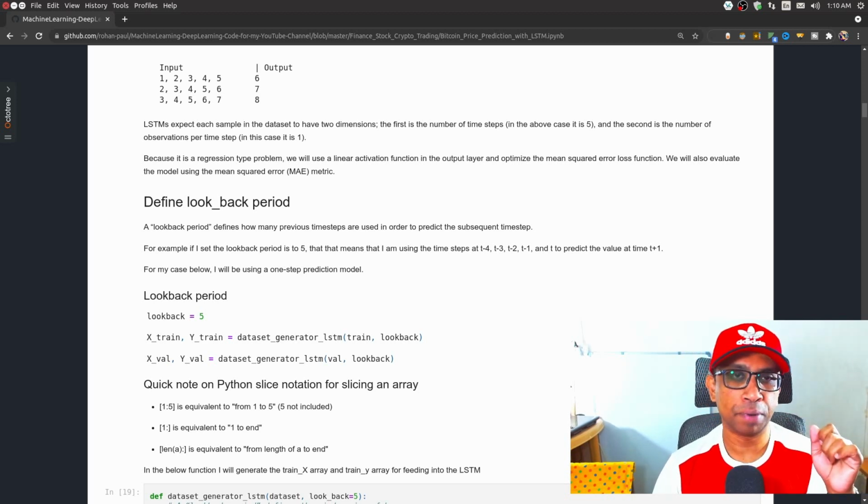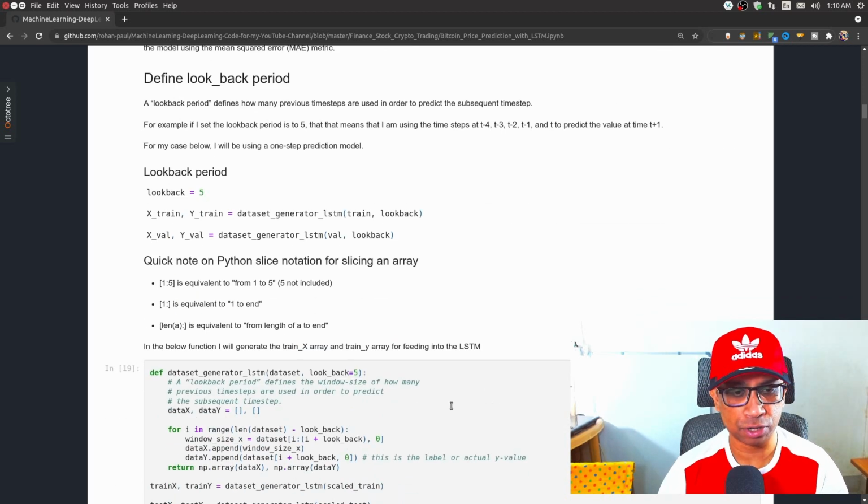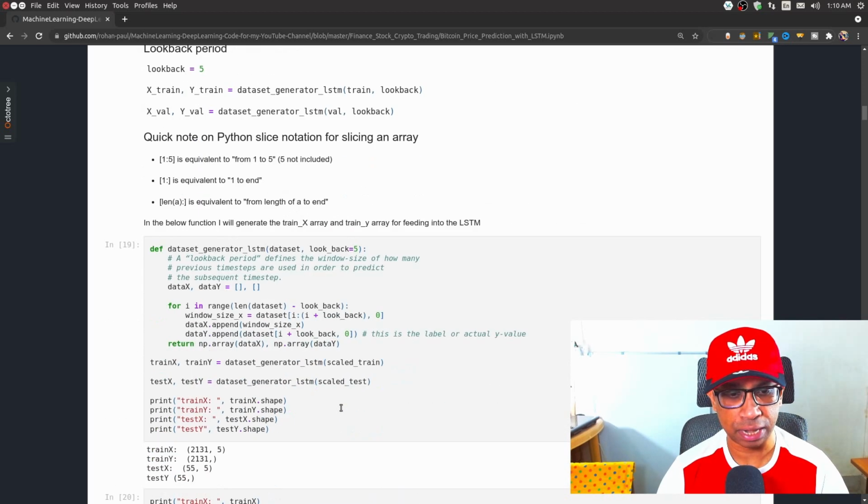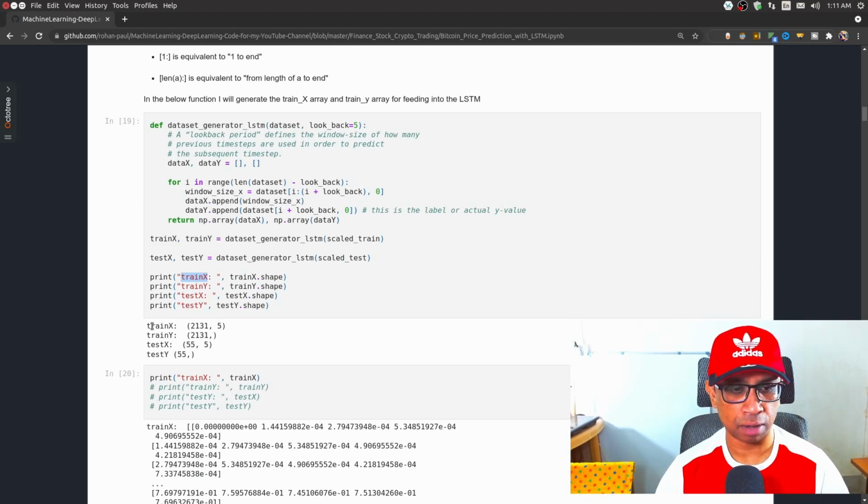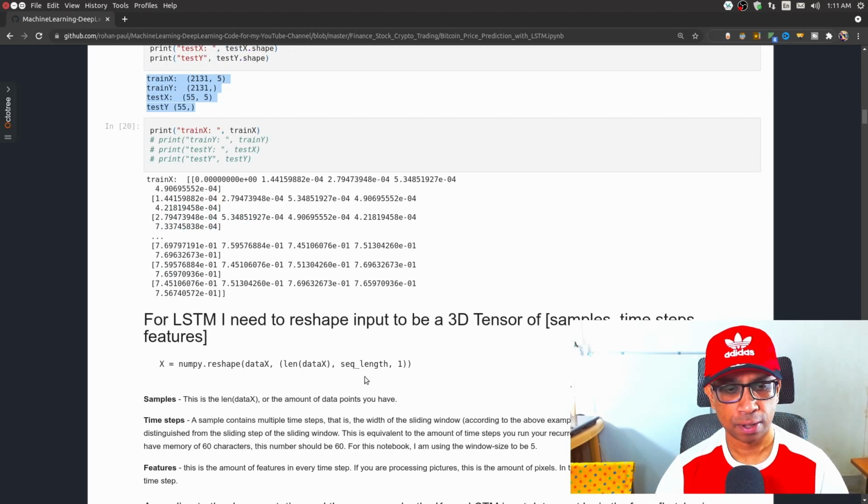With the help of a little function called dataset generator LSTM, I changed the dataset into this kind of shape. That is, the original training dataset needed to be split like this: train X, train Y, and then test X, test Y. The train X is, like I mentioned, the previous 5 days of look back period. And so this is the shape I had for my train X and test X.